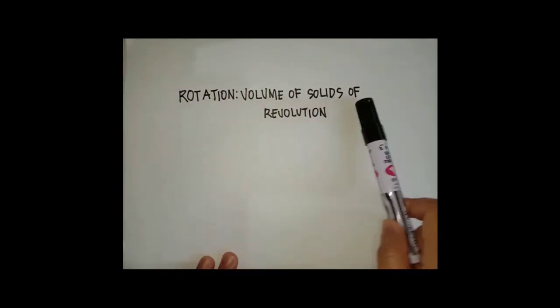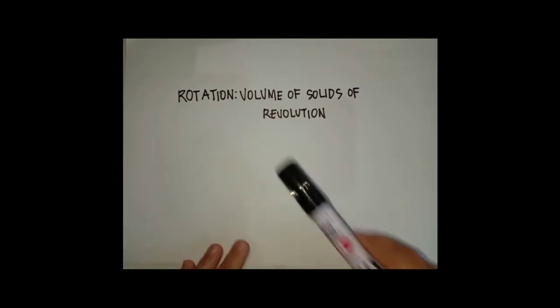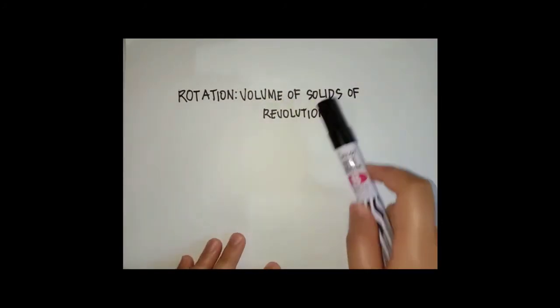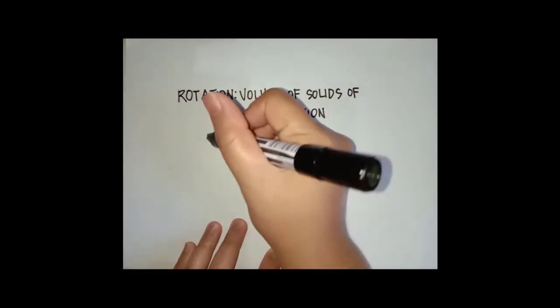Volume of solids of revolution. Definite integrals can be used to find the volume of a solid that is obtained by revolving a plane region about a horizontal or vertical line that does not pass through the plane region. This type of solid will be made up of one of three types of elements.